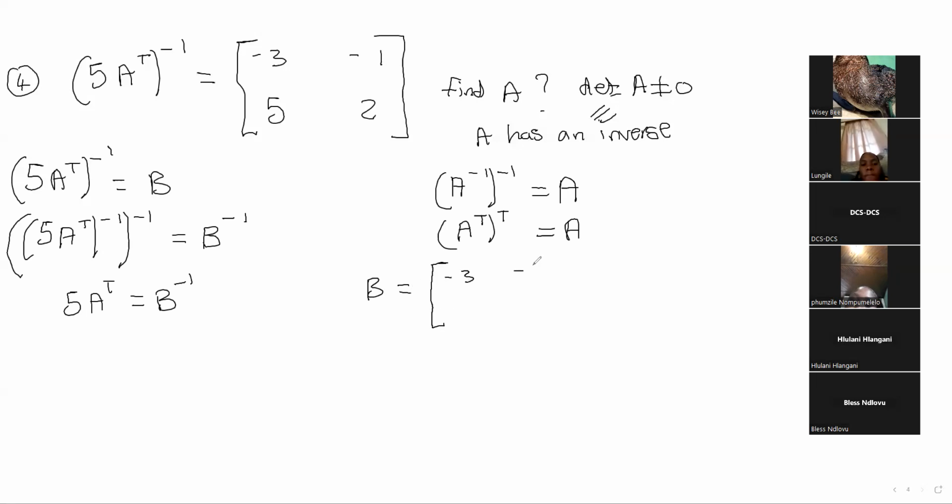And then B minus 1 is just there because we said B is equal to minus 3, minus 1, 5, 2. So B minus 1 is just the inverse of this matrix. And you know, it's always like this. It's AD minus BC, and then we just exchange these two numbers, which would be 2 here, then minus 3 here. And then we negate these two. In this case, this would be negative 5, and then this one will be 1.